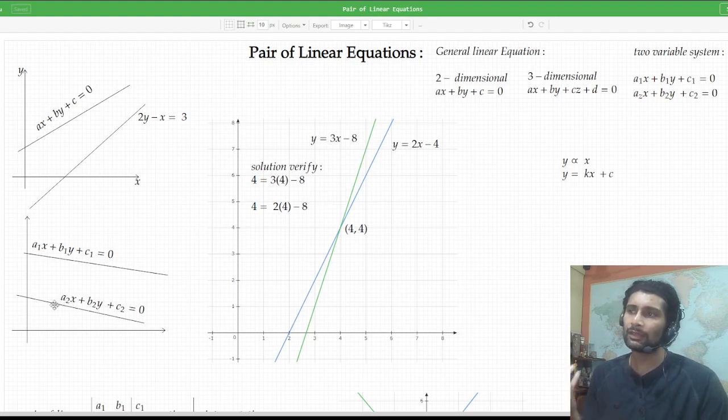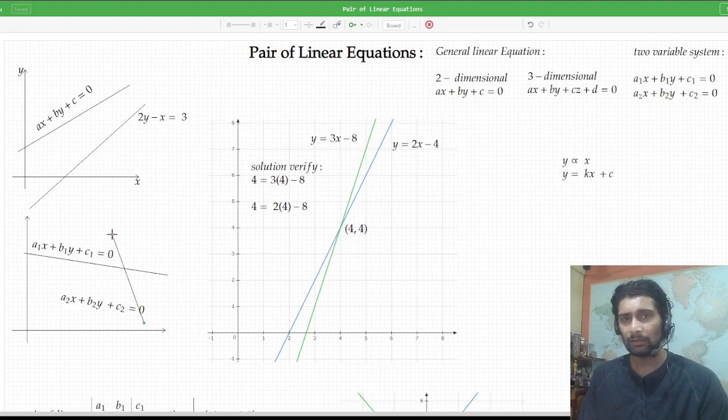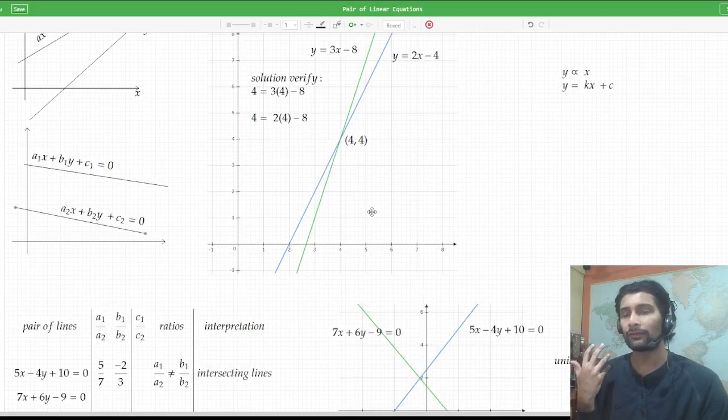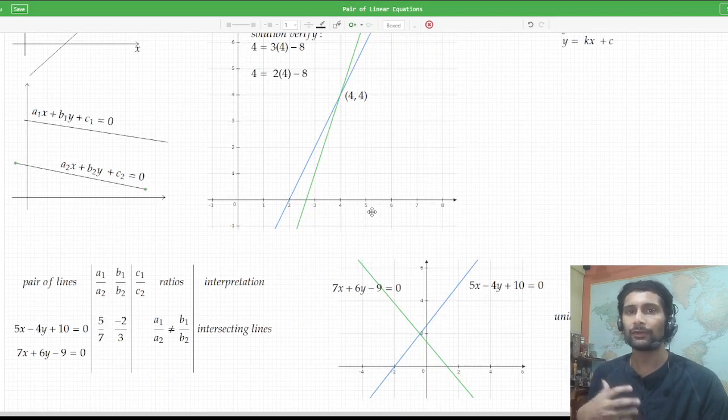Similarly, we can take two general pairs of straight lines and find out what is the relation between them. Do they intersect? Are they parallel to each other? Or are they the same lines? There's a very easy way to find this out. The way to find it is by taking the coefficients a1, b1, c1 and a2, b2, c2, which are nothing but real numbers. Once we take the ratios of them, we find out certain values.